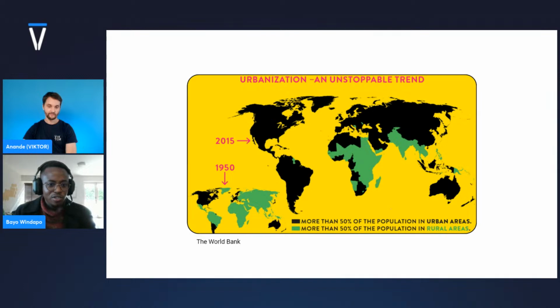So you can see in this image on the screen, in 1950, that's the amount of people that were living in cities. And now by 2015, you see in the graph here that in the black areas, more than 50% are living in urban areas.